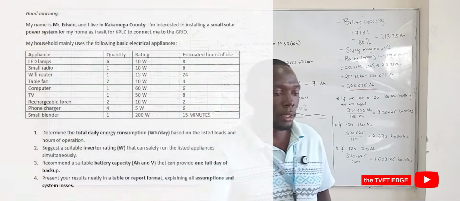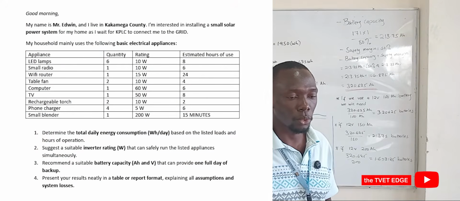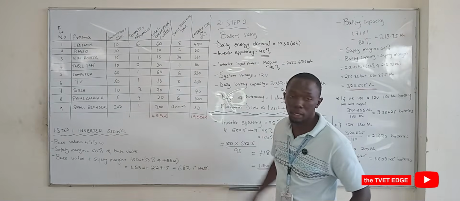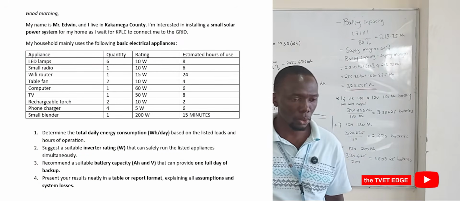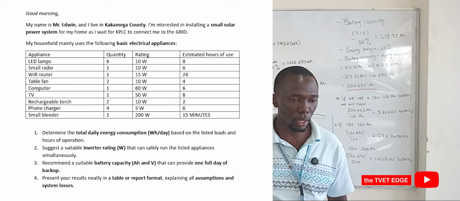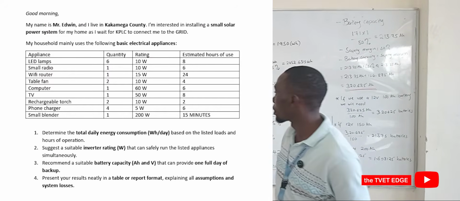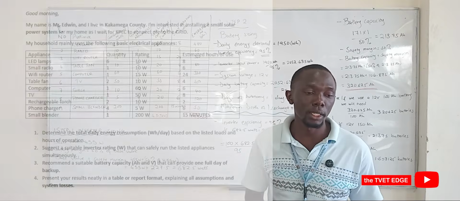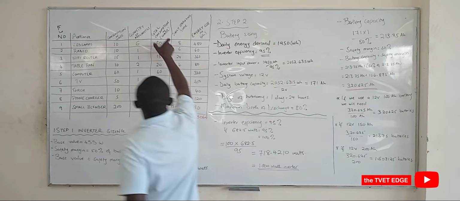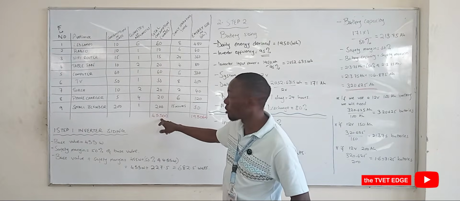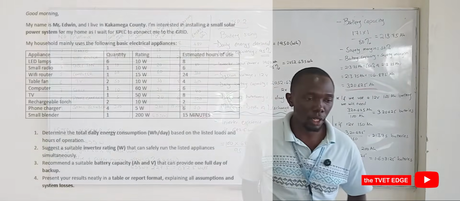And question number 1 says, determine the total daily energy consumption, watt hour per day. And then question number 2, suggest a suitable inverter rating that can safely run the listed appliances simultaneously. The keyword is simultaneously. Now, from our previous session, we learned how to generate this value, and I'll just go through it very fast.